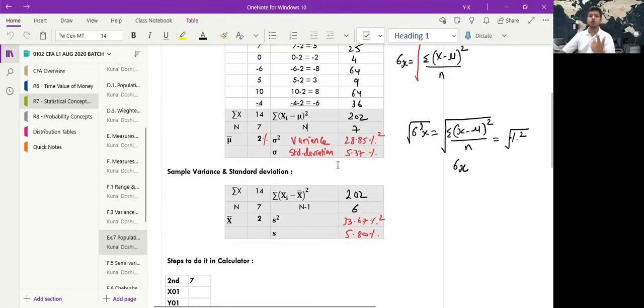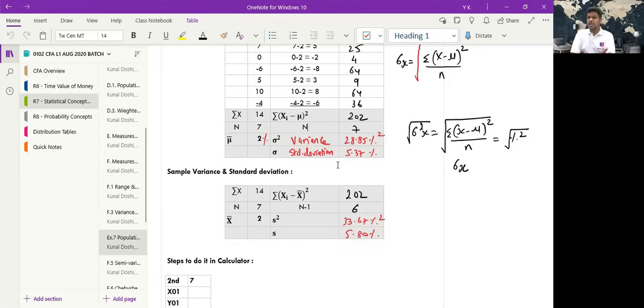Clear? So the method of calculating the population or sample mean is the same. The only difference is in the risk, the standard deviation or the variance of the sample. Instead of dividing by n, what do we do? Divide it by n minus 1.